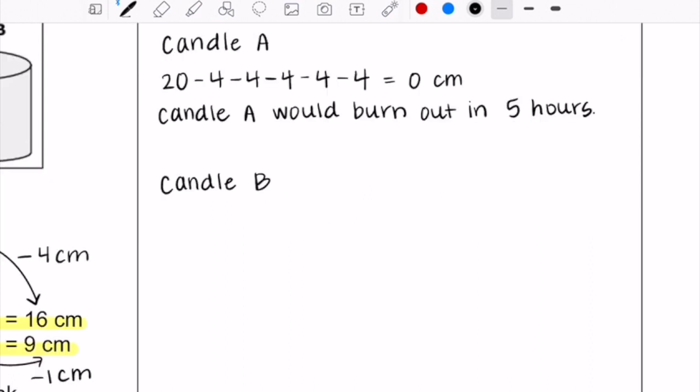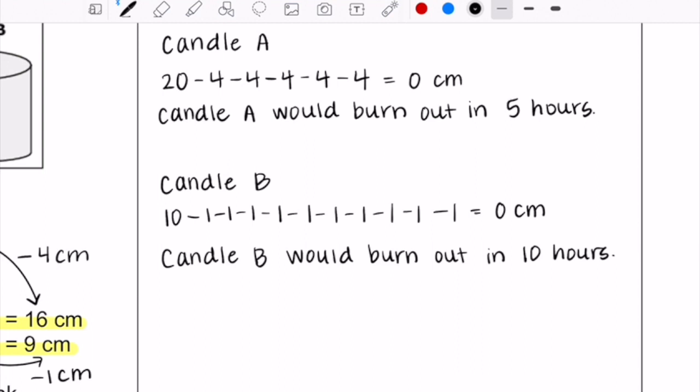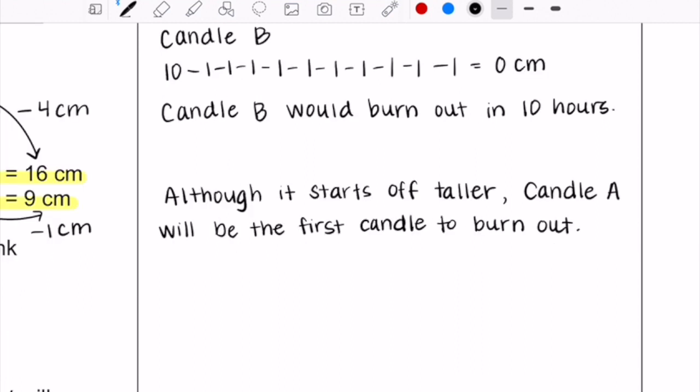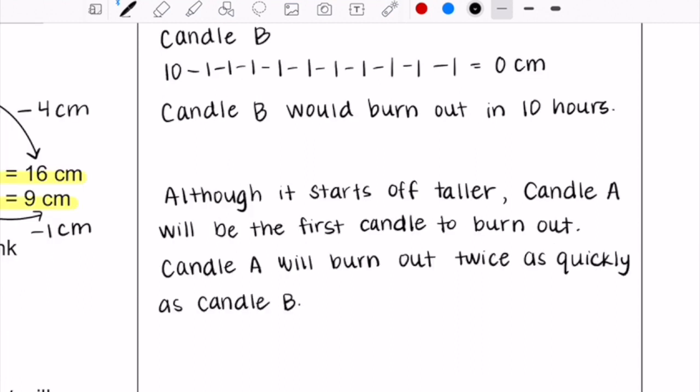Candle B starts off at a height of 10 centimeters, and its burn rate is 1 centimeter per hour. And so after 10 hours, candle B would have a height of 0 centimeters. And so candle B would burn out in 10 hours. So although it starts off taller, candle A will be the first candle to burn out. Candle A will burn out twice as quickly as candle B.